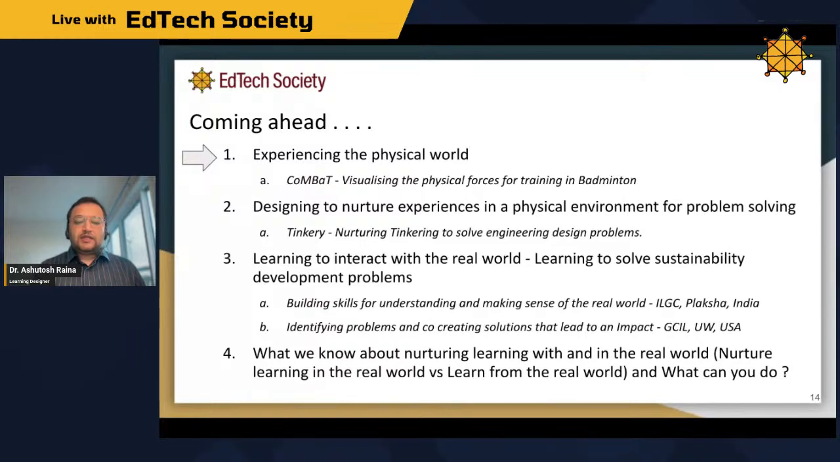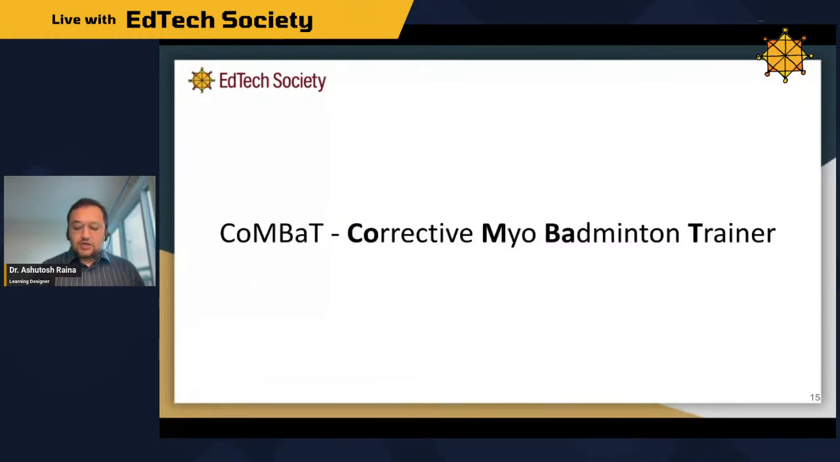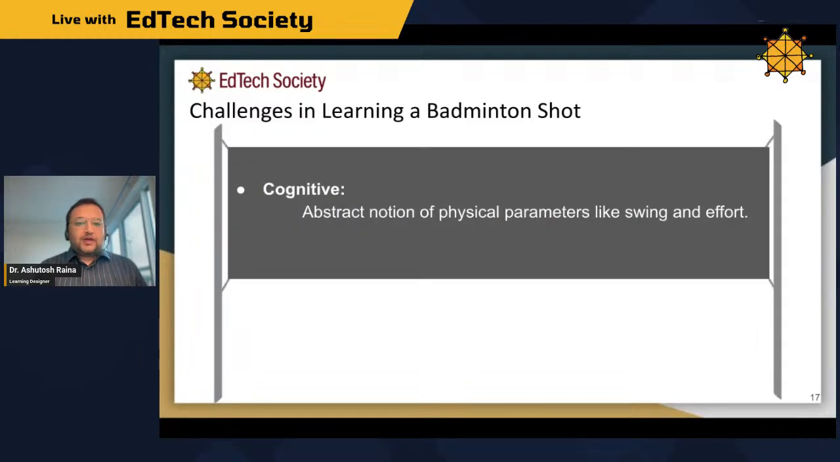I'll be doing this based on one of the projects that I did, which was building a training system for learning badminton shots, called Combat, which is the corrective Myo badminton trainer. So, what are the challenges in learning a badminton shot? When you play a shot, there are certain parameters which are abstract, like when you're swinging your arm and the effort you apply to swing your arm. These are abstract parameters, some things you feel.